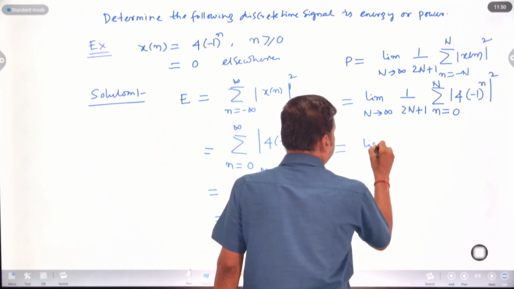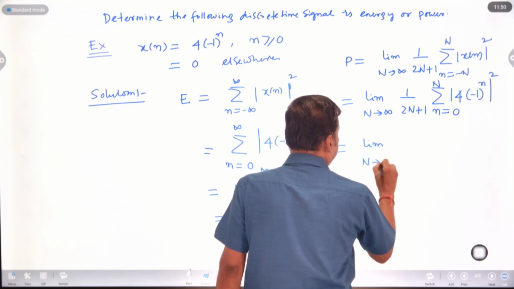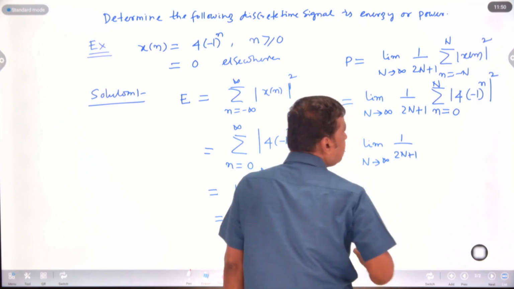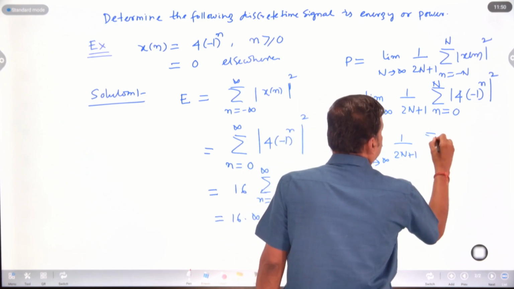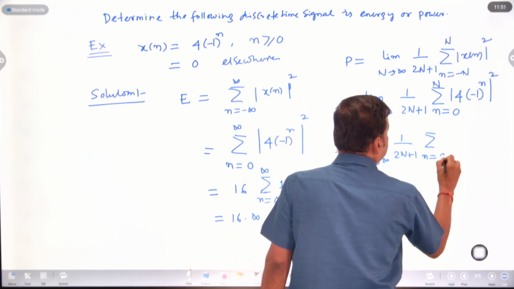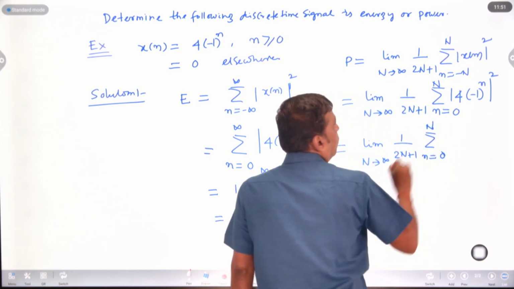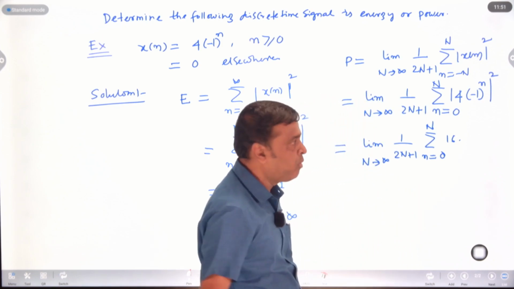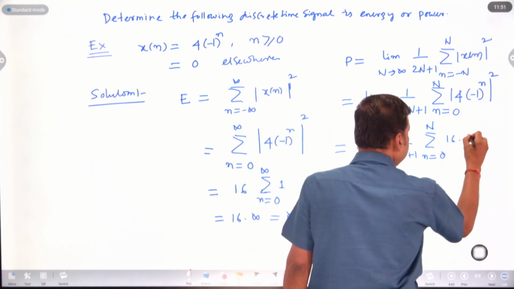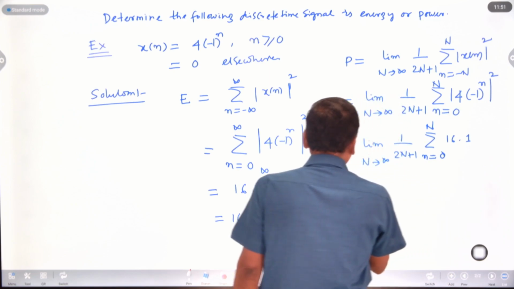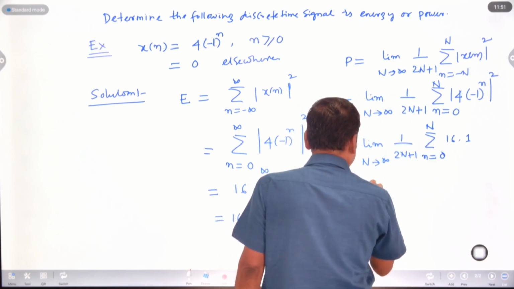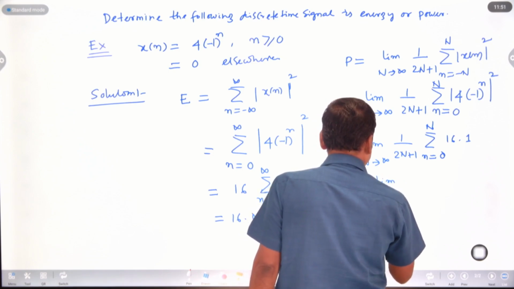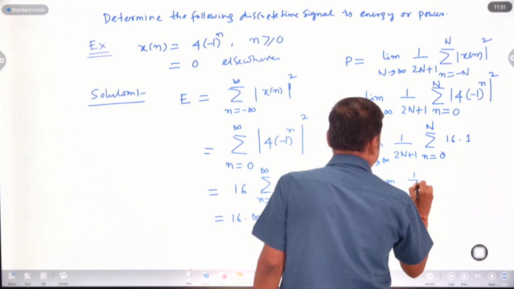That is your limit N tends to infinity, 1 by 2N plus 1, summation n equal to 0 to N, 4 squared, that is 16, and minus 1 to the power 2n is nothing but 1. So 16 we take to the left side of the limit, that is your limit N tends to infinity, 1 by 2N plus 1.